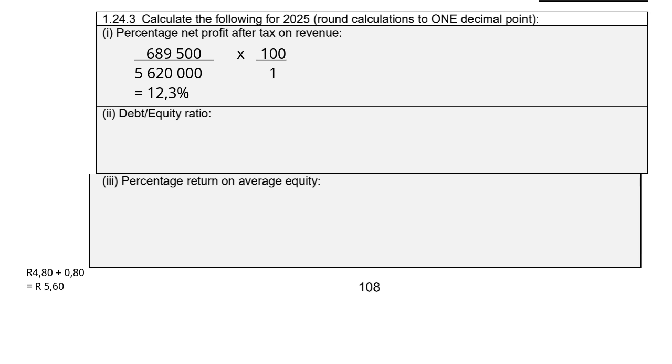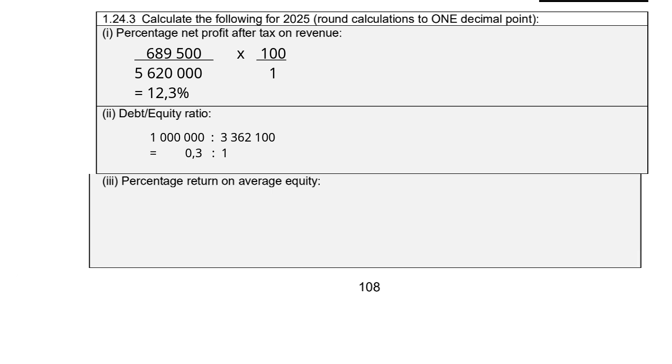The debt equity ratio will be your non-current assets to your owner's equity. So it's going to be 1 million to 3,362,100. And if we simplify that, it's 0.3 to 1.